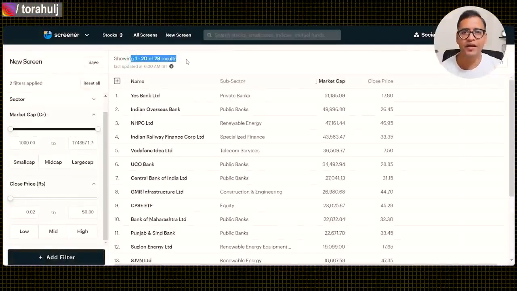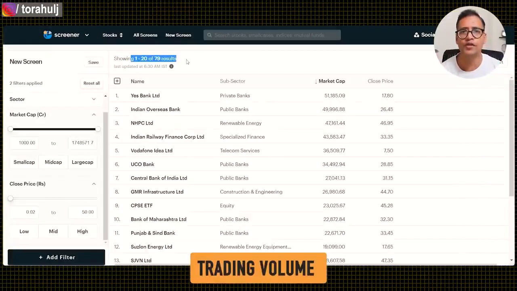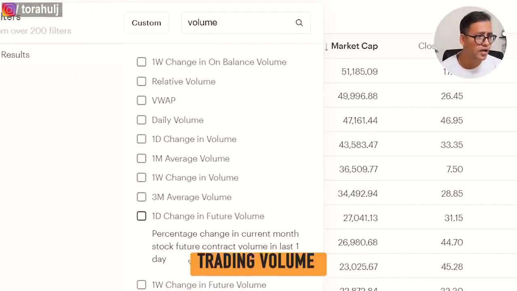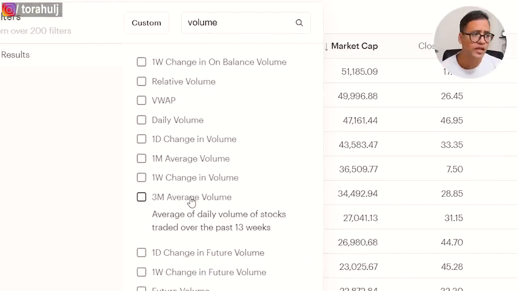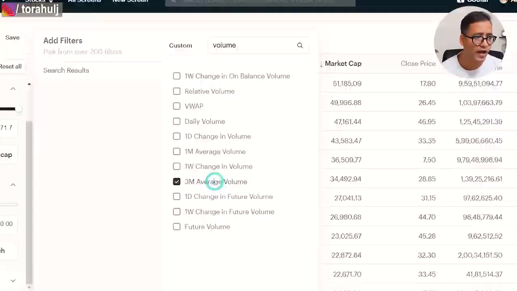The next criteria that we are going to use is extremely important in the case of penny stocks, and that criteria is the trading volume of the stock. So let us add that. We go to add filter and select last 3 months average volume, meaning that in the last 3 months, what is the average of daily volume that the stock has been trading at? So let us go ahead and add that.